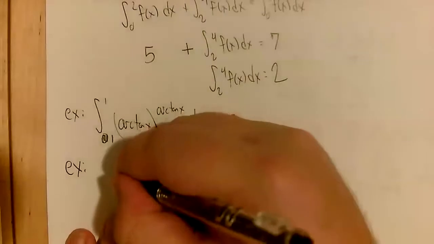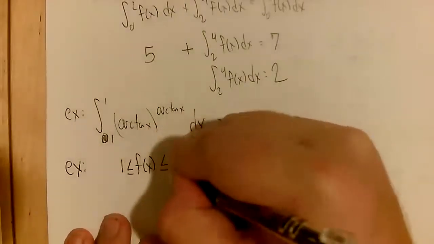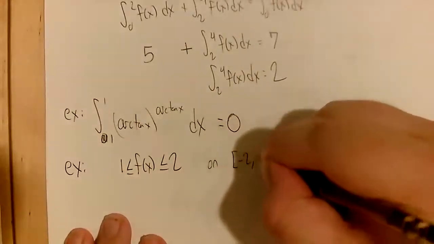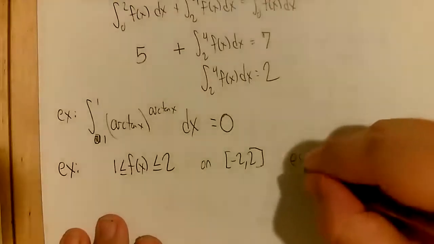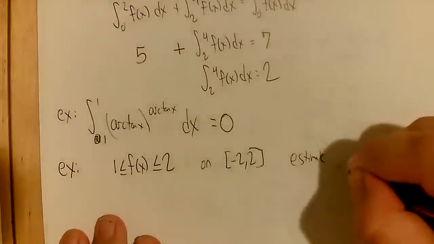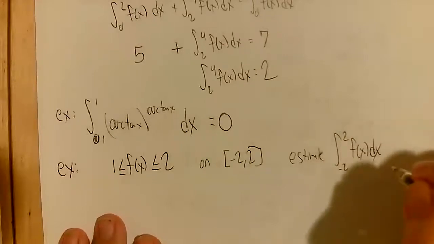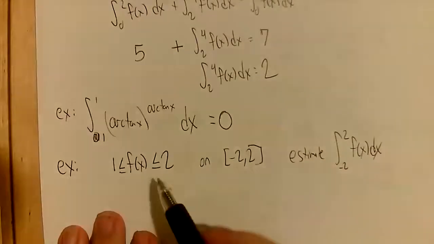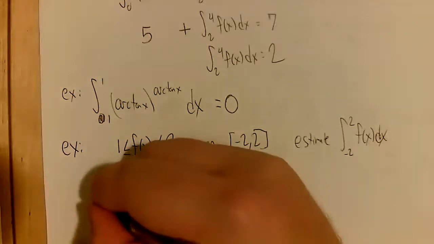Let's say that we know that a function is always going to be in between 1 and 2 on the interval -2 to 2. So on this interval, we know that f is sandwiched in between 1 and 2. What we want to do is we want to estimate the integral from -2 to 2 of f of x dx. We want to find a lower bound for this and an upper bound for this. All right, well, we know that f of x is sandwiched in between here.